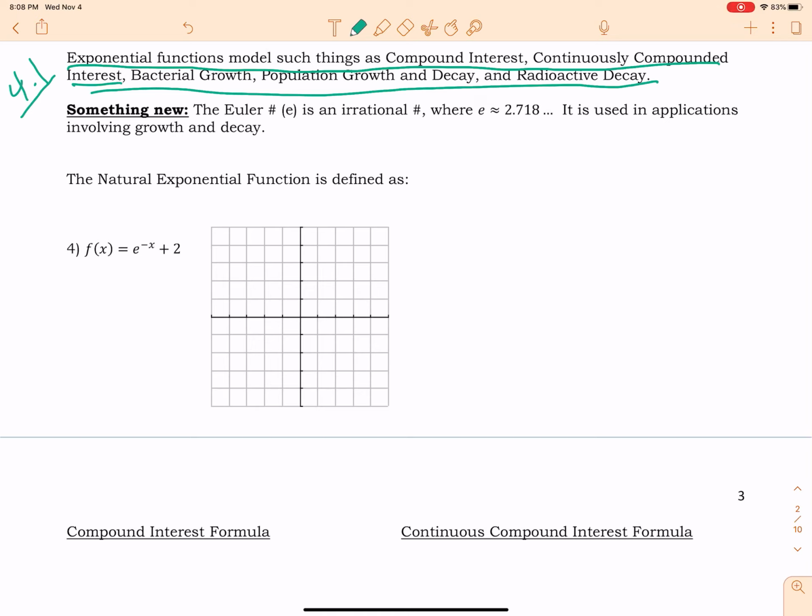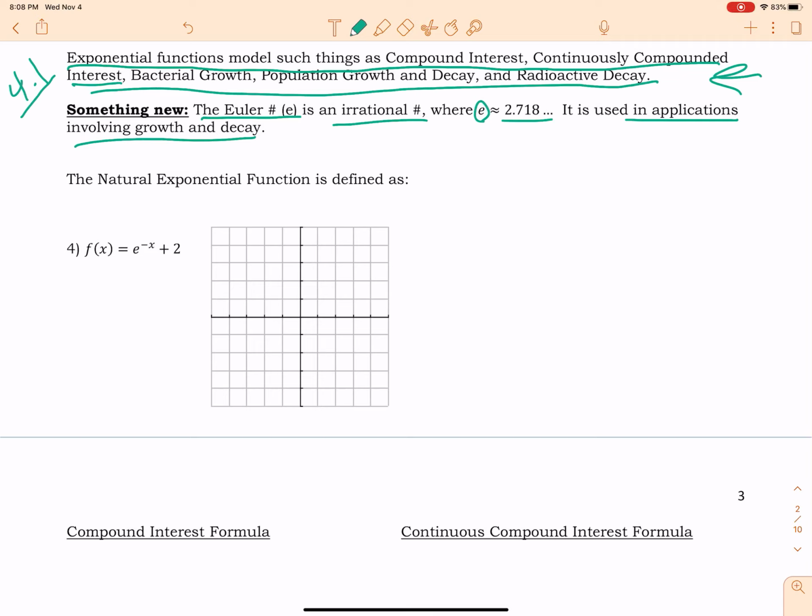All right. So one of the things that comes into play in some of these formulas for these applications is this idea of a Euler number. It is an irrational number, kind of like pi, and we use a letter to represent it, just like we use pi for 3.14 extending out forever. The Euler number has a value of 2.718, roughly, but since it's irrational, it goes on forever. We use it in the applications that I just listed.